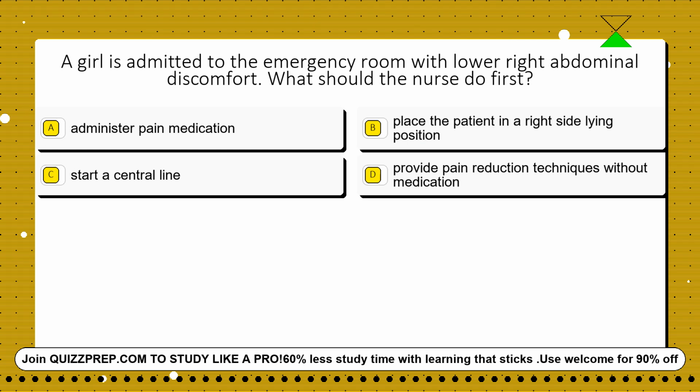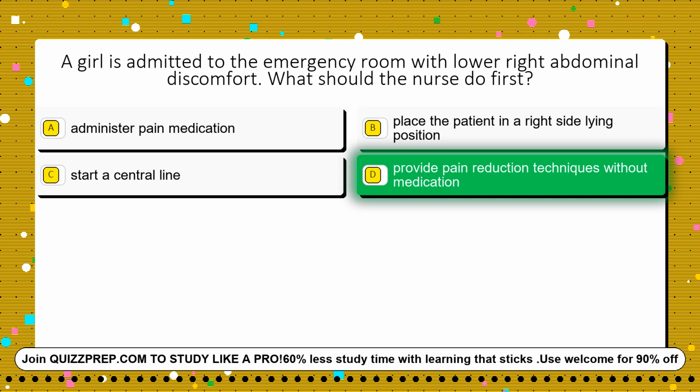Question 30. A girl is admitted to the emergency room with lower right abdominal discomfort. What should the nurse do first? Option A. Administer pain medication. Option B. Place the patient in a right side lying position. Option C. Start a central line. Option D. Provide pain reduction techniques without medication.